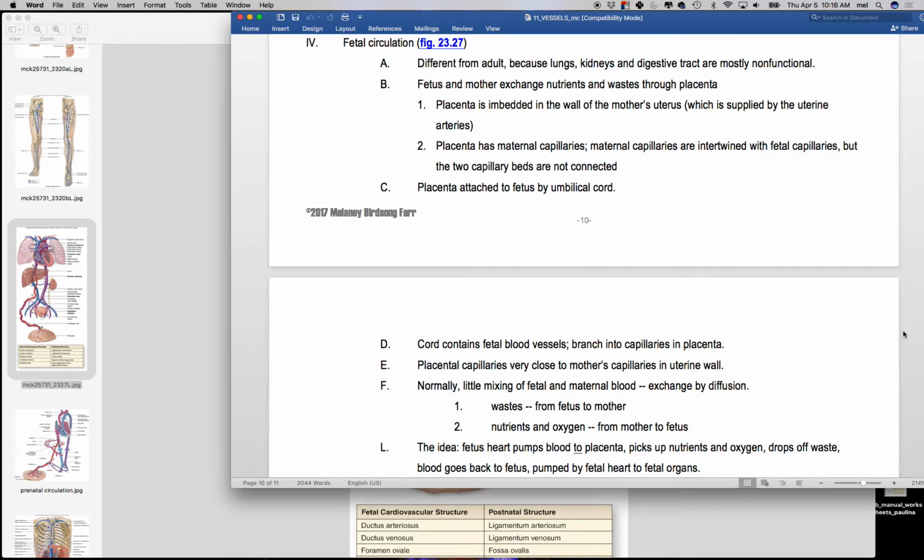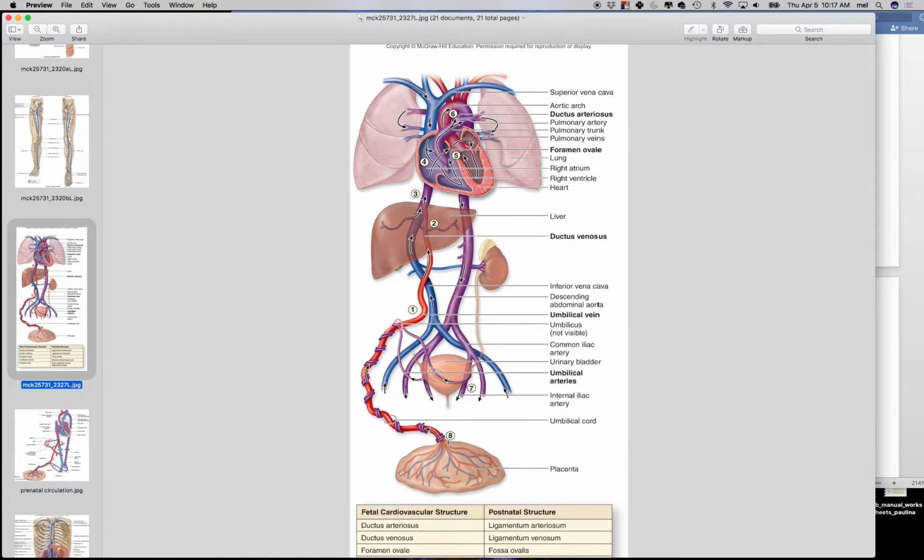You ready? All right, so fetal circulation is different than adult circulation because the lungs, the kidneys, the digestive tract are not doing those jobs. The mom is doing those jobs for the developing fetus. And so the fetus and the mother are going to exchange through the placenta, which is embedded in the wall of the mother's uterus. Rich capillary supply from the mom, rich capillary supply from the fetus. And so the placenta is going to be attached to the fetus by what we call the umbilical cord, right? And everybody's heard of an umbilical cord before, right? So it actually looks just like this. It's so freaking weird looking, okay?